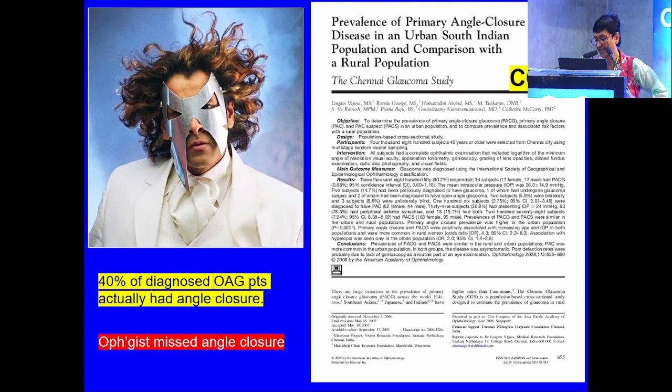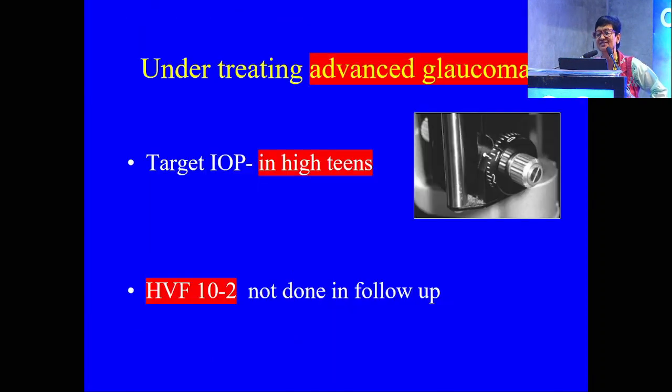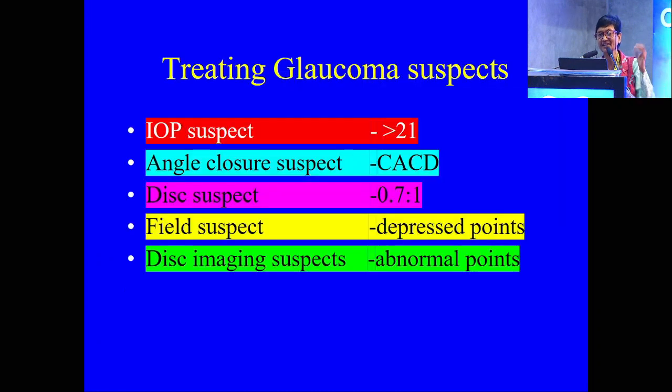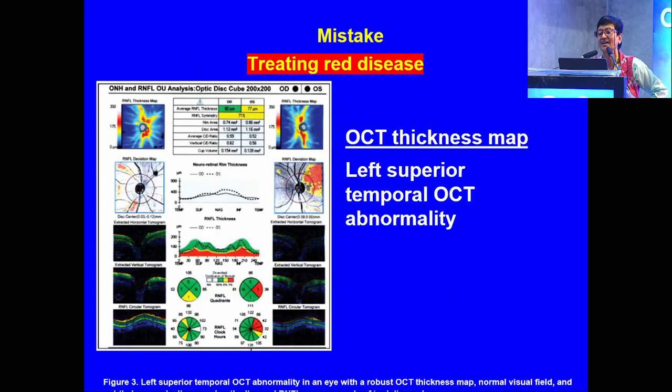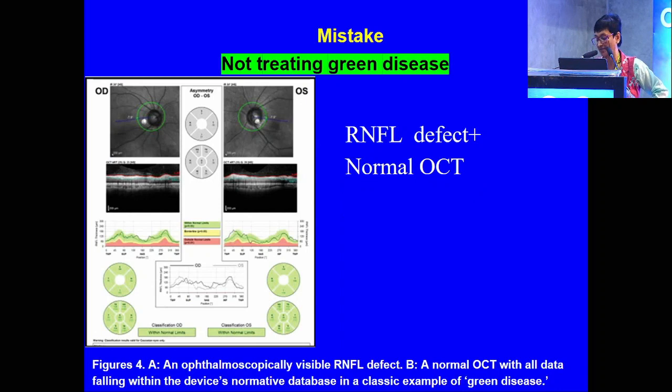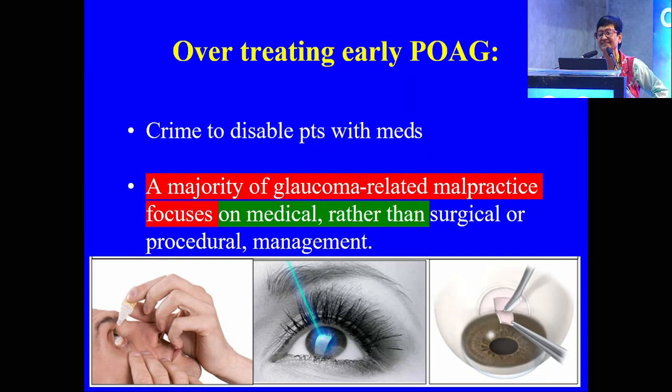And even the Chennai Glaucoma Study revealed that we missed many angle closures. And we try to undertreat advanced glaucomas also. We'll be happy with high teens instead of going to the low teens. And I told you about 10-2 that we missed in advanced glaucomas. So once we see 21, we start treating every patient. So many suspects, we start treating them unnecessarily. That is a big mistake. And sometimes we don't treat the green disease.